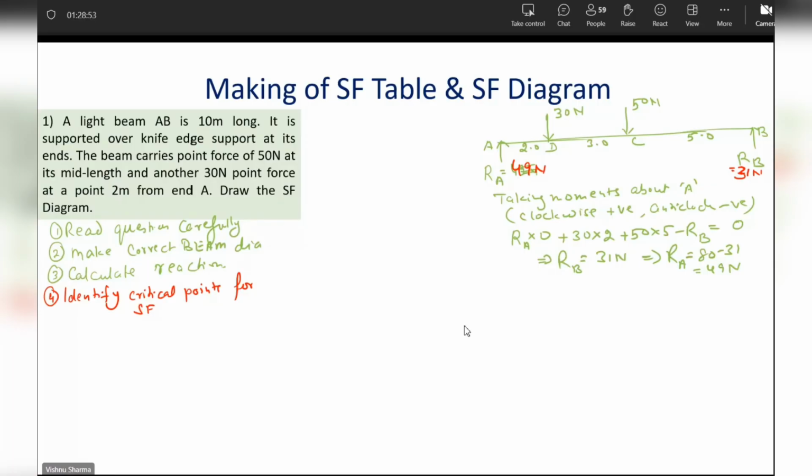Am I clear? Yes, sir. Now, which will be these critical points? They will be the ends. Okay. They will be the points where point forces act.